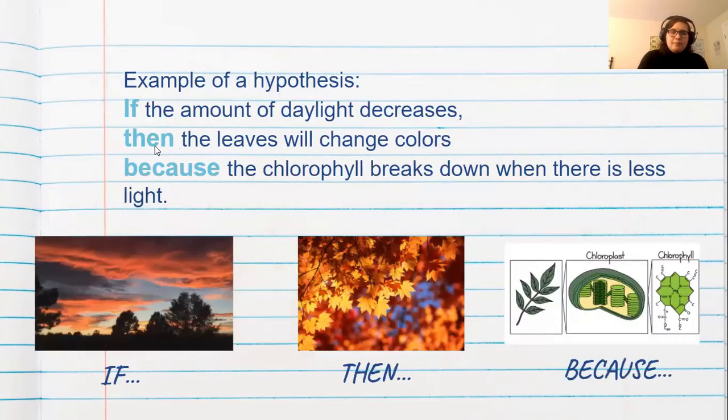So an example of a hypothesis using our example with the leaves changing colors: if the amount of daylight decreases, then the leaves will change colors because the chlorophyll breaks down when there is less light. So right now, don't worry about the chlorophyll part. You may not be familiar with chlorophyll and chloroplasts, but you should at least know the if-then statement. If the amount of daylight decreases, then the leaves will change color. This is our prediction. This is what our experiment is going to be set up.